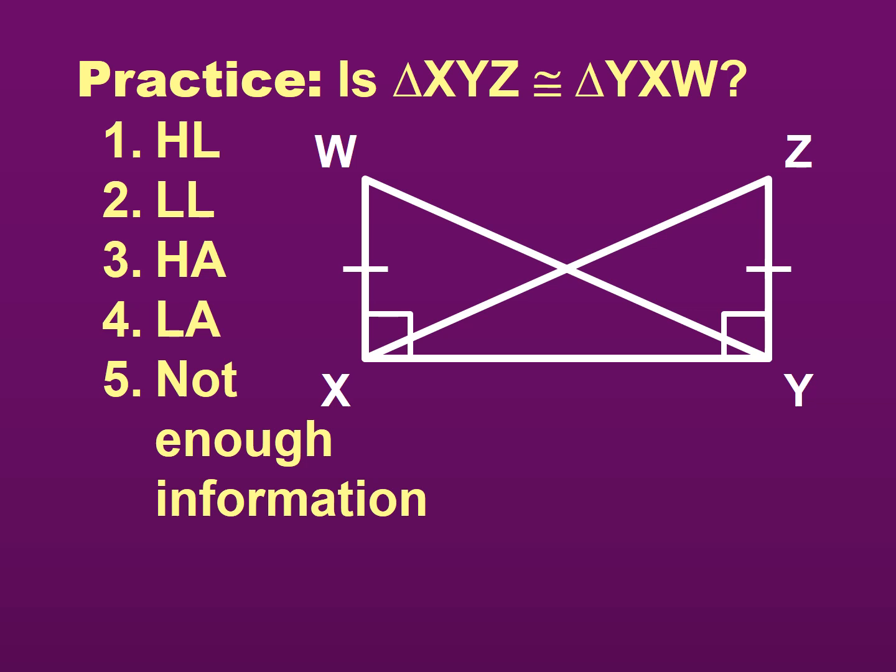So for this one you actually have to read the triangles that you're trying to prove, because it says is XYZ, so is this triangle here, is it congruent to YXW, which is this triangle here? So you can almost pull those triangles apart if you wanted to, and that means they actually share this right here, the XY, which is a leg. So we have a leg, and then we have another leg. So we have leg, leg, which means number 3, leg, leg.